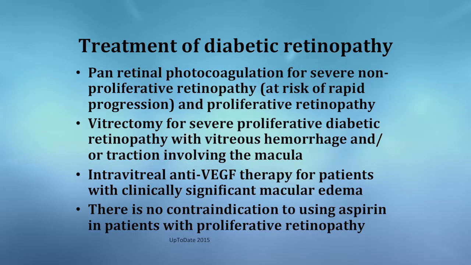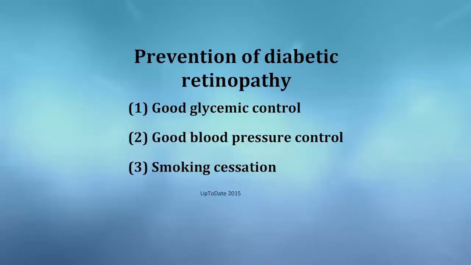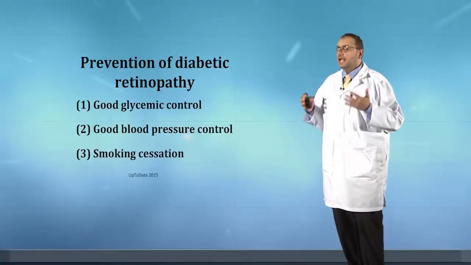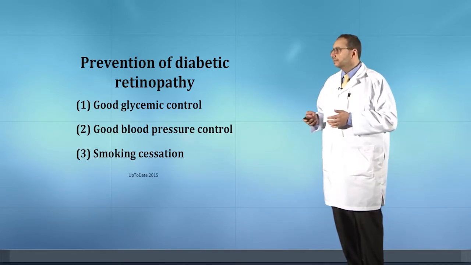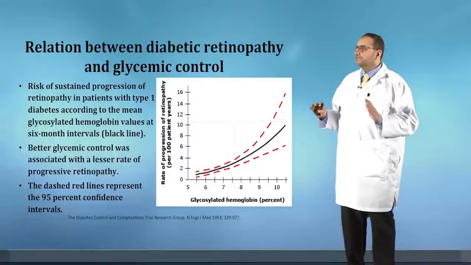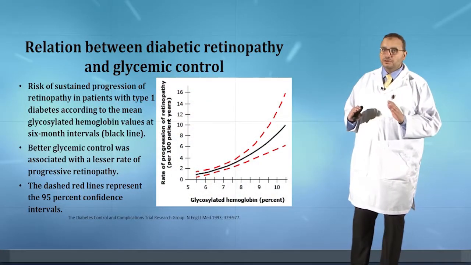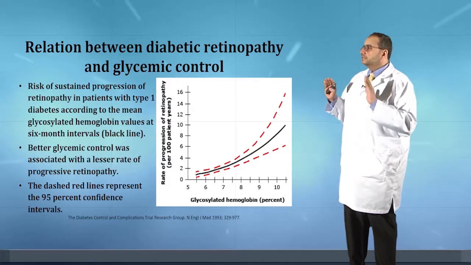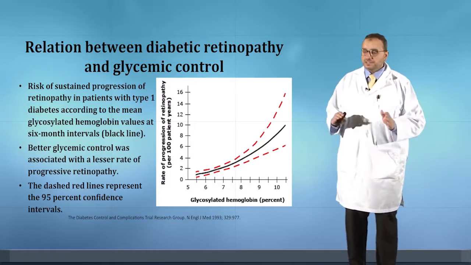Okay, so if we want to say a few important lines about prevention of diabetic retinopathy, and we are going to say it again in every diabetic complication, it's mainly good glycemic control, good blood pressure control, and smoking cessation. And there are many studies which confirm that if you have diabetic control with a hemoglobin A1C of 7, you have a much better decline in development of diabetic retinopathy.